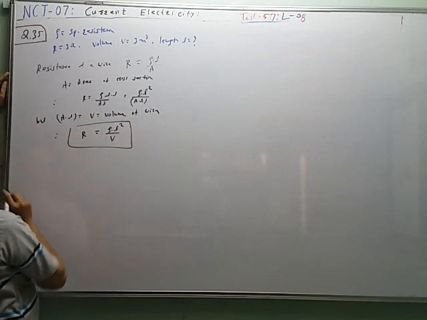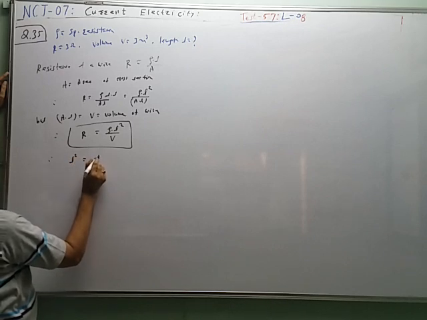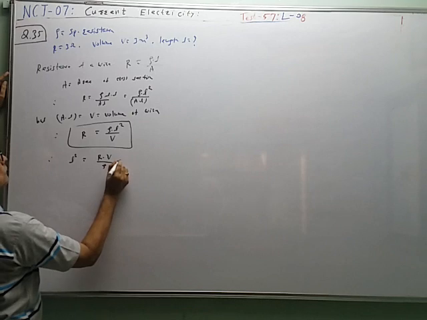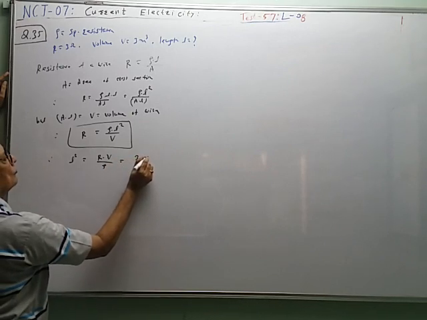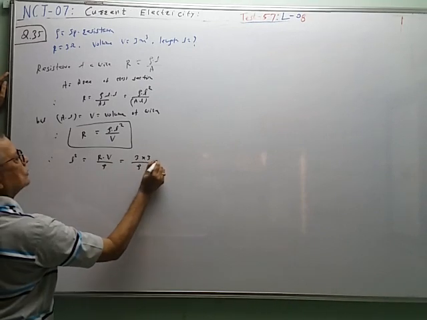आपल्या प्रॉब्लेमसाठी लागणारा फॉर्म्युला हा झाला. Therefore L square is equal to R into V upon rho. So R is equal to 3 ohm, volume is equal to 3 meter cube upon rho, and therefore this is equal to 9 by rho.